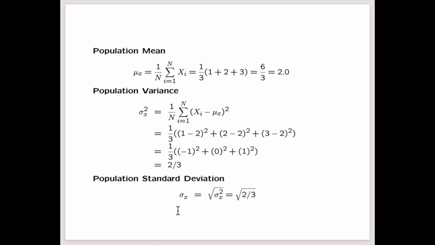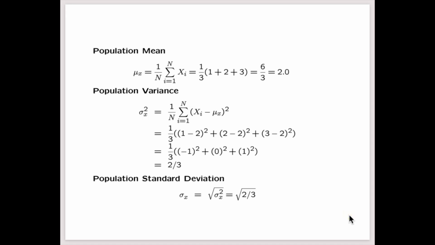So those are the calculations for these three characteristics of this population. One is a measure of location, and two of these are measures of dispersion: the population mean, the population variance, and the population standard deviation.